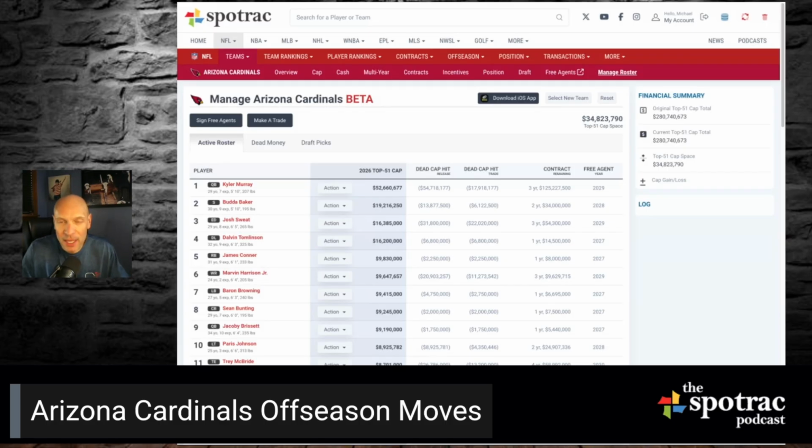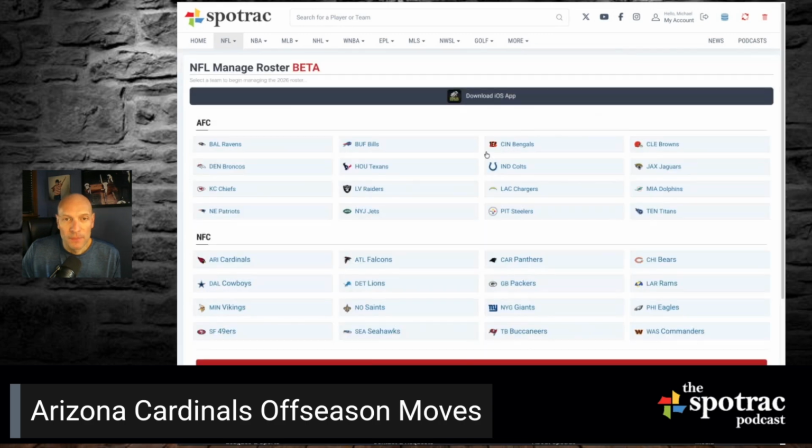kind of breaks down bubble candidates, trade candidates, extension candidates, etc. We're going to process many of those moves here using the tool so you can kind of see where things stand from a cap perspective and just what might be happening over the next couple of weeks with your respective team.